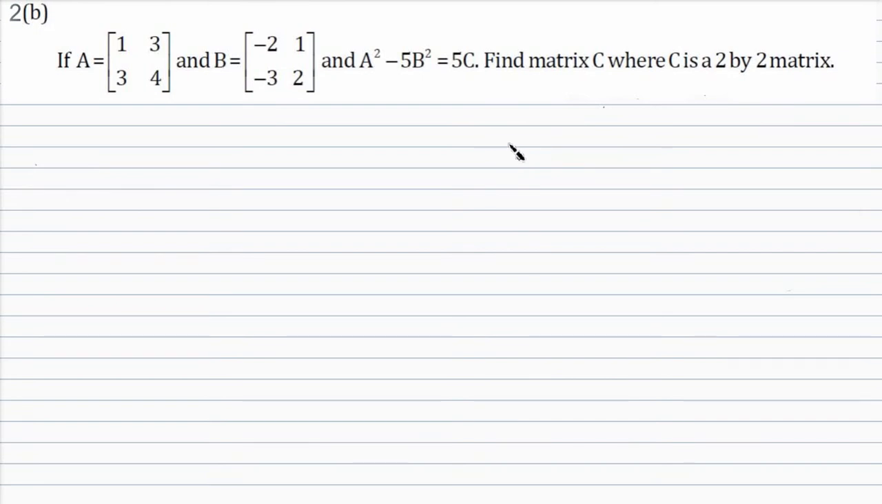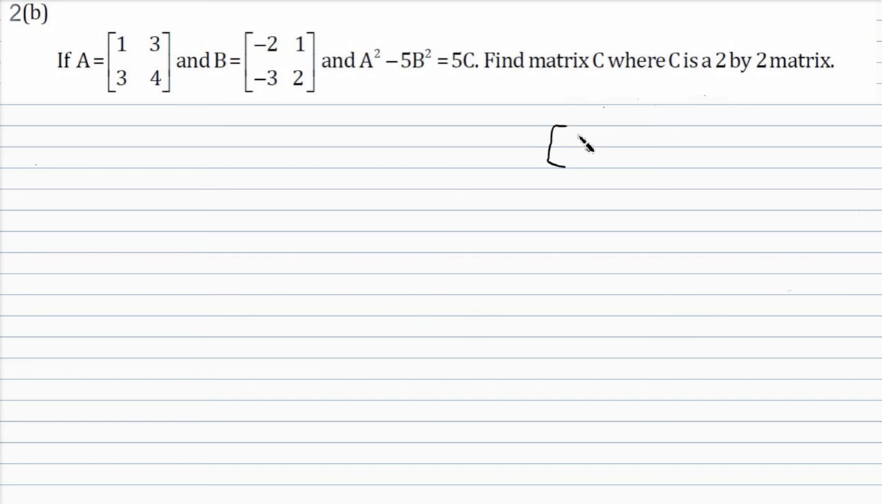Now let's look at problem 2b. So 2b is about matrix multiplication where they have given two matrices A and B and you have to prove that A square minus 5b is equal to 5c. So here A and B both are 2 by 2 matrices. Before I jump onto the problem, I'll show you how you multiply 2 by 2 matrices.